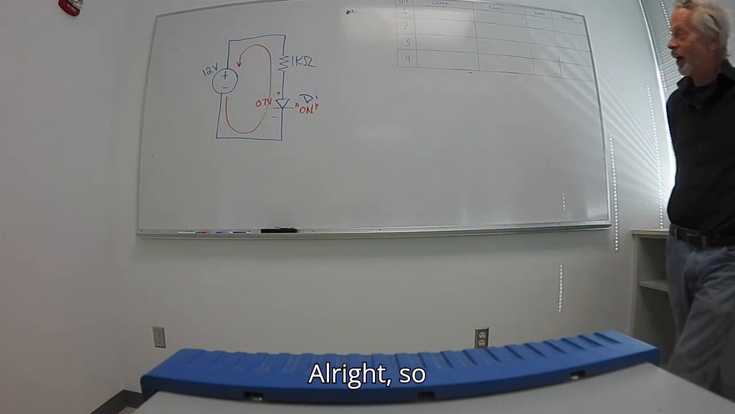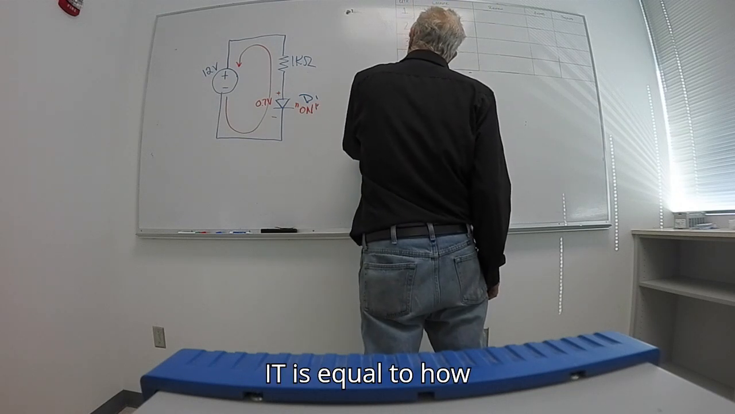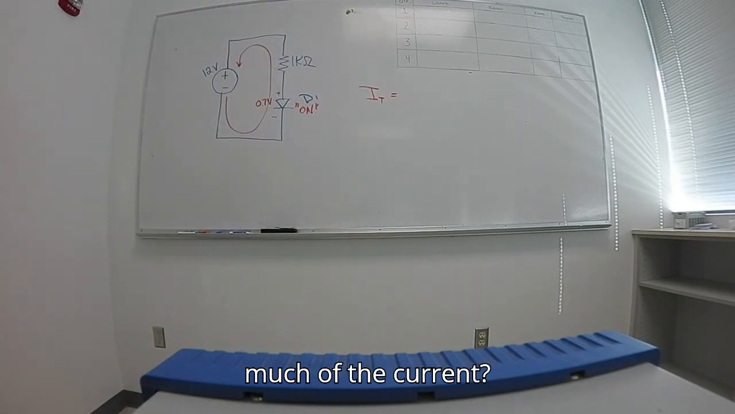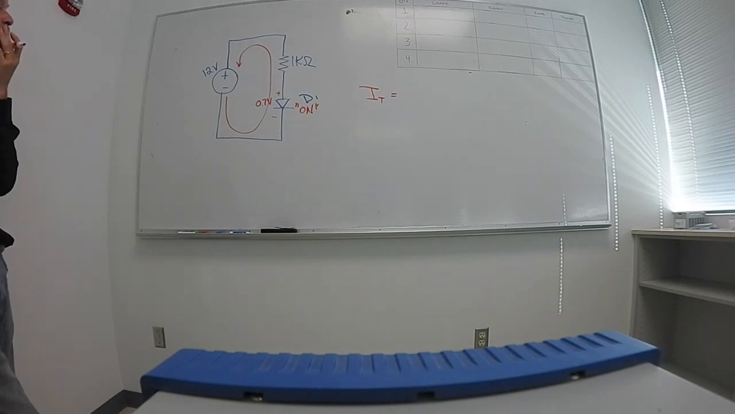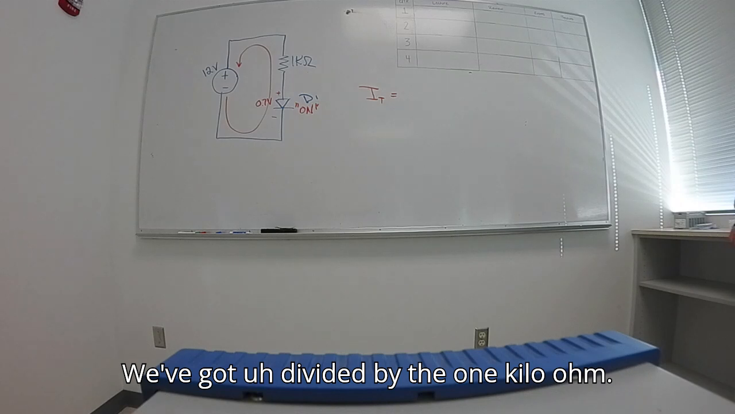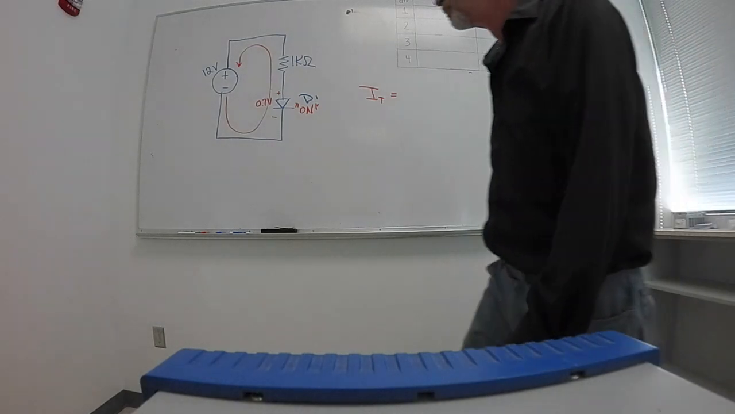All right, so IT is equal to how much? How much of the current? We've got 12 divided by the 1 kilo. What did you say? 12 divided by the 1 kilogram.